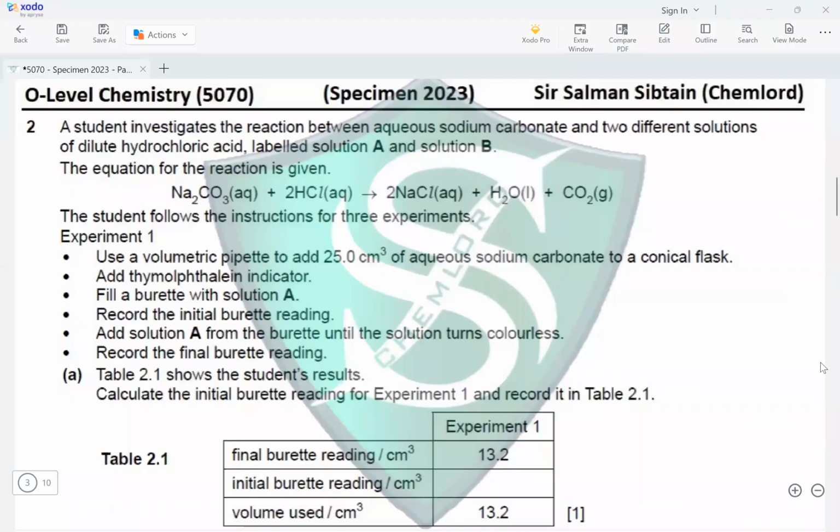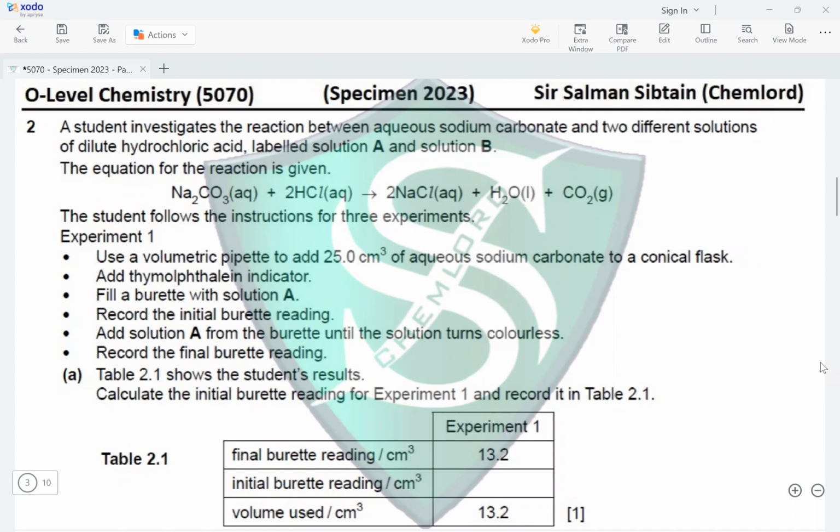Question 2. A student investigates the reaction between aqueous sodium carbonate and two different solutions of dilute hydrochloric acid labeled solution A and solution B. The equation for the reaction is given. Sodium carbonate reacts with 2 moles of HCl, producing 2 moles of NaCl, 1 mole of water, and 1 mole of CO2. The student follows the instructions for the three experiments.